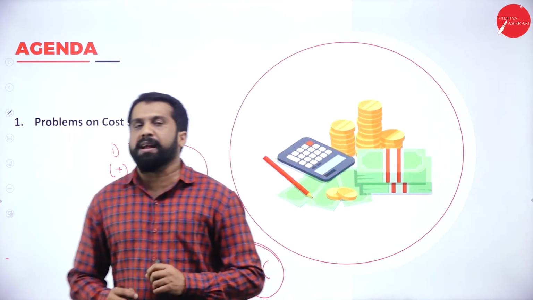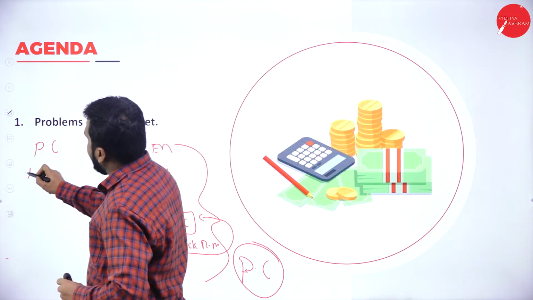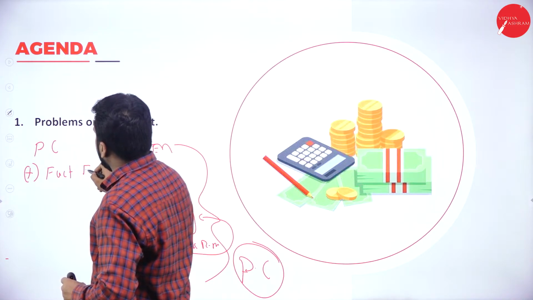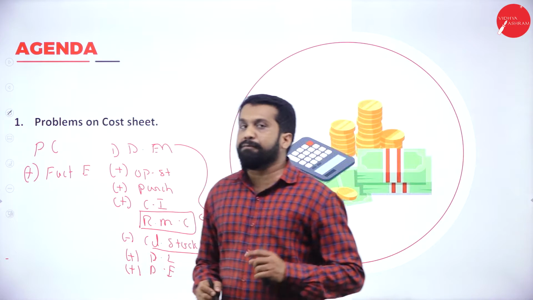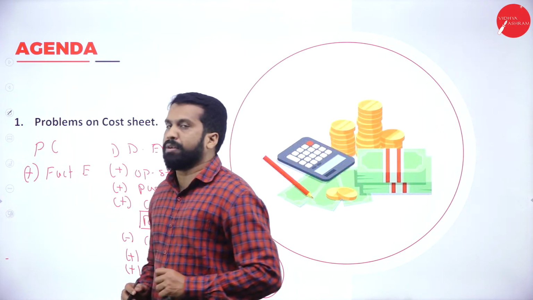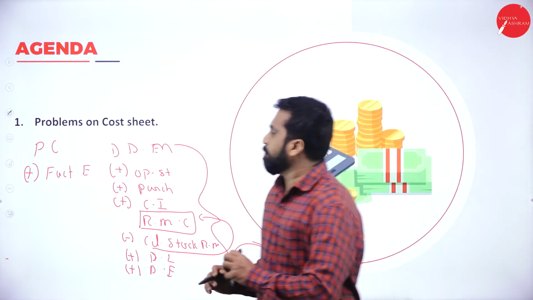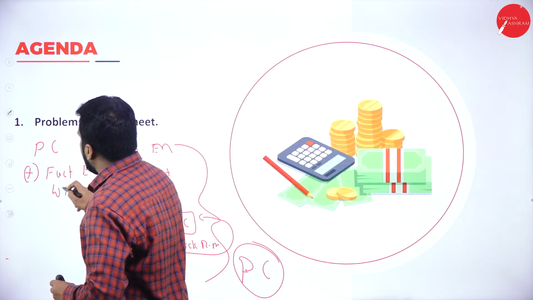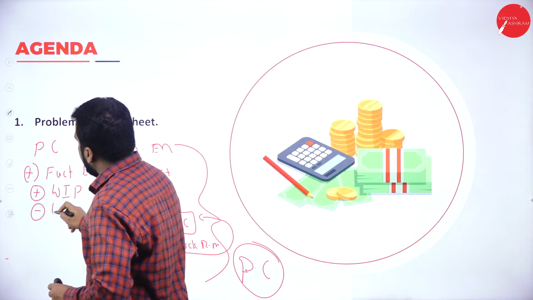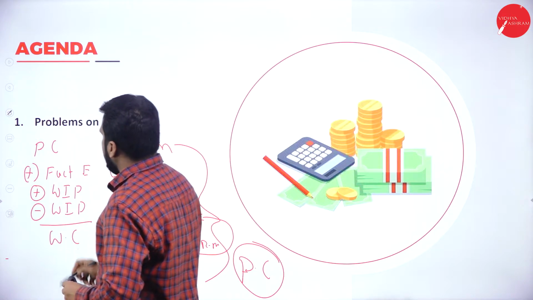Once you got your prime cost, what is the next step? Prime cost, add factory expenses, or else we can call it factory overhead. In this, we take all the factory overhead. If there is any opening stock of work in progress, we will add it, minus closing stock of work in progress. You will get work cost.